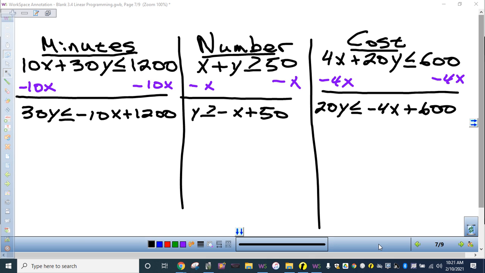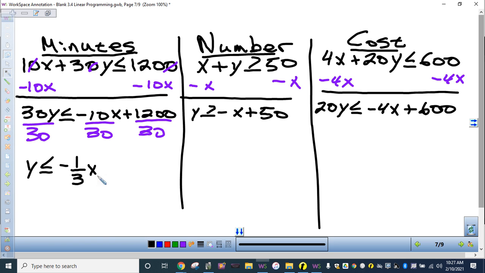This one I've got to divide by 30, all three parts. With this first problem, I could have just whacked off a 0 on the end of each one right at the beginning. That's a legal math move. It just makes your numbers smaller. You can do that if you want to. I didn't, but it doesn't matter. So y is less than or equal to negative 1/3 x. I'm basically dividing by 10 as well as 3 here. 1200 divided by 30 is 40. So we're good with that equation.